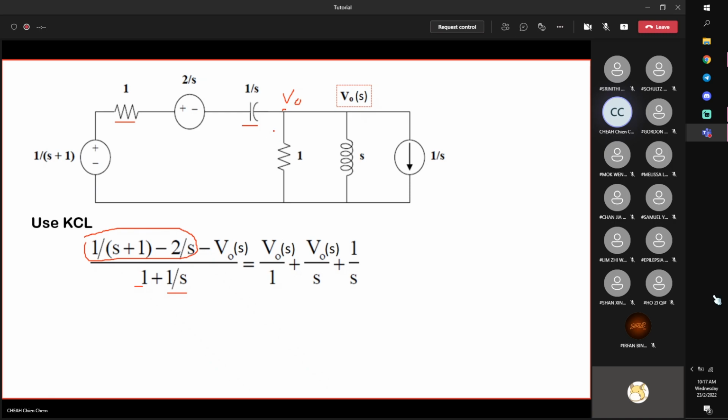Okay, the right-hand side is easier. V0 divided by 1 is the current through the 1 ohm resistor. I'm using Kirchhoff's current law now: inflow is equal to outflow. V0 divided by S is the current through the inductor. This is a constant current source, write it down, 1 over S. So this is one equation with one unknown, V0 only. Therefore, you need not solve two equations if you just use source transformations to simplify it further.